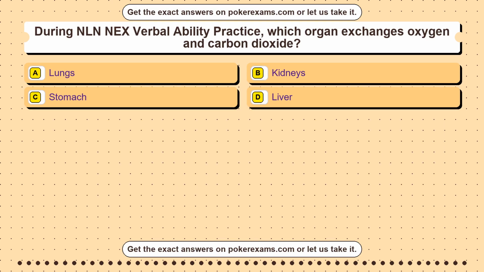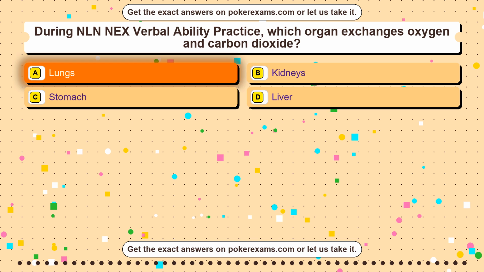Question 1. During NLN NEX Verbal Ability Practice, which organ exchanges oxygen and carbon dioxide? Option A, lungs. Option B, kidneys. Option C, stomach. Option D, liver. The correct answer is option A, lungs.